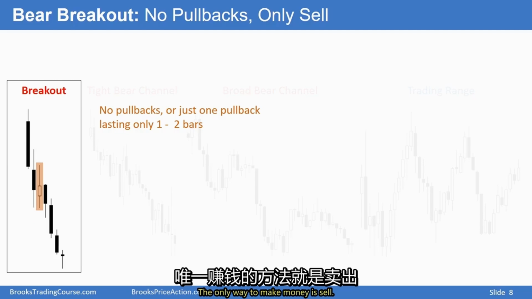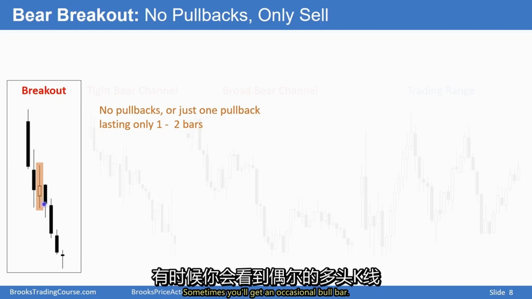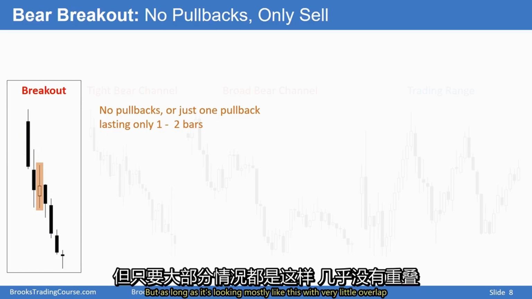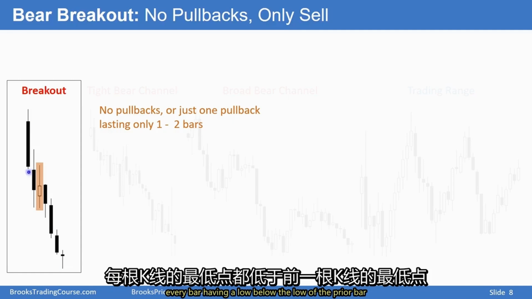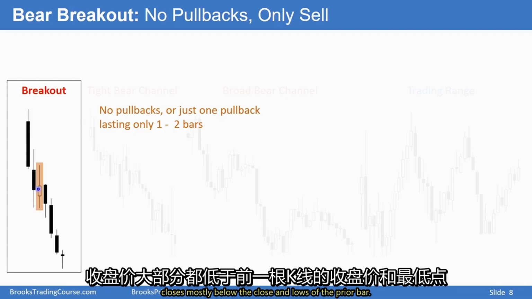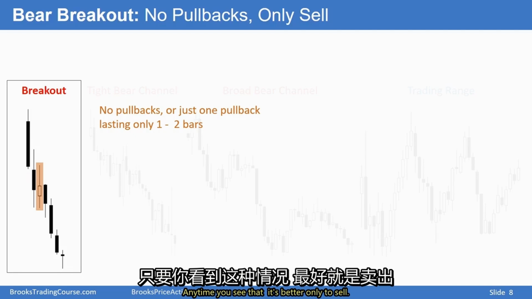The only way to make money is sell. Sometimes you'll get an occasional bull bar. Sometimes you get maybe a 1 bar pullback. But as long as it's looking mostly like this with very little overlap, every bar having a low below the low of the prior bar, a high below the high of the prior bar, closes mostly below the close and lows of the prior bar. Anytime you see that, it's better only to sell.